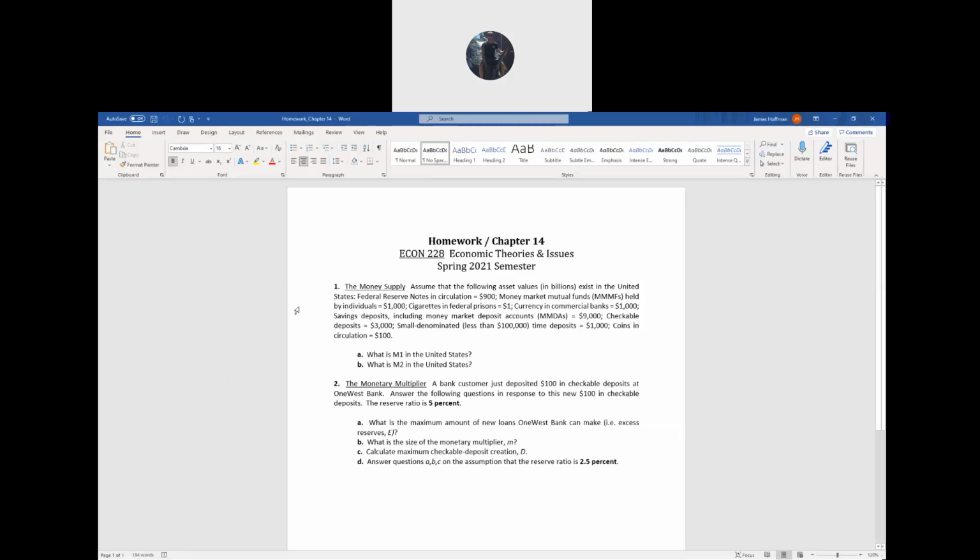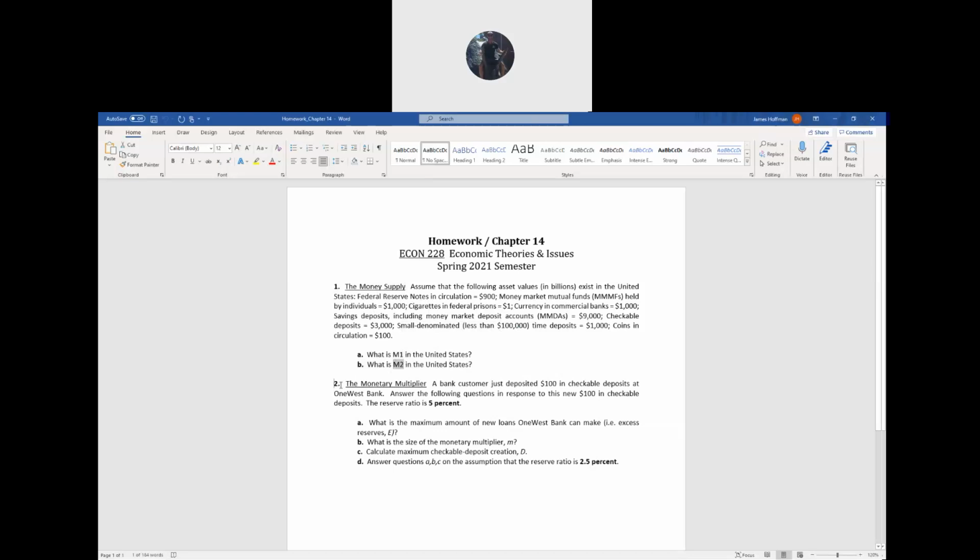All right, so I think it's a relatively short homework assignment that's due next week. So this is the chapter 14 homework assignment. You just got one on the money supply. So you're going to get a little description of some things, and you read through that just like the example we did, and use the definition of M1 to calculate M1, and then use the equation for M2 to calculate M2.